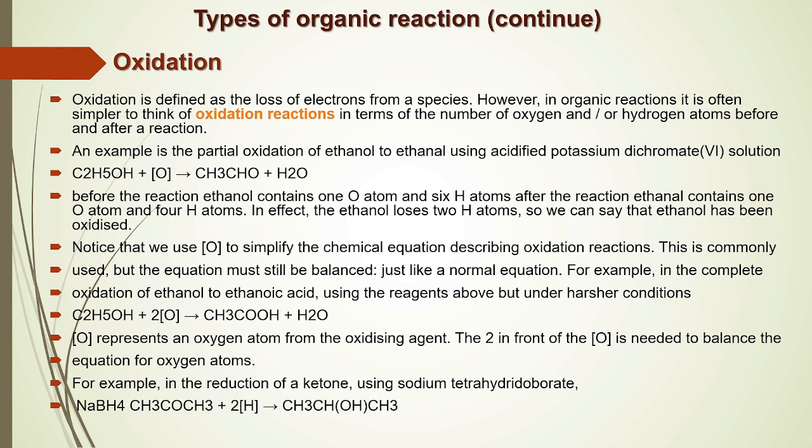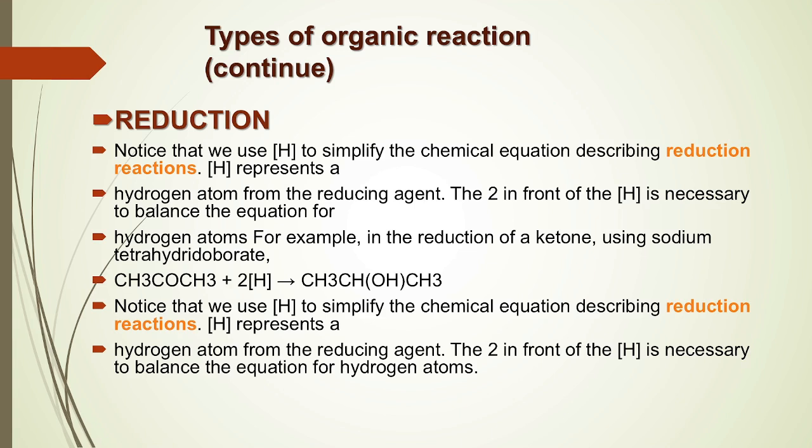Usually for this purpose we need an oxidizing agent like acidified potassium dichromate. For reduction we have another agent known as sodium tetrahydroborate. So sodium tetrahydroborate reacts with the ketone to make, you can see here, a secondary alcohol. For this purpose we write down H, which means this is a reduction, and there is the formation of a secondary alcohol.